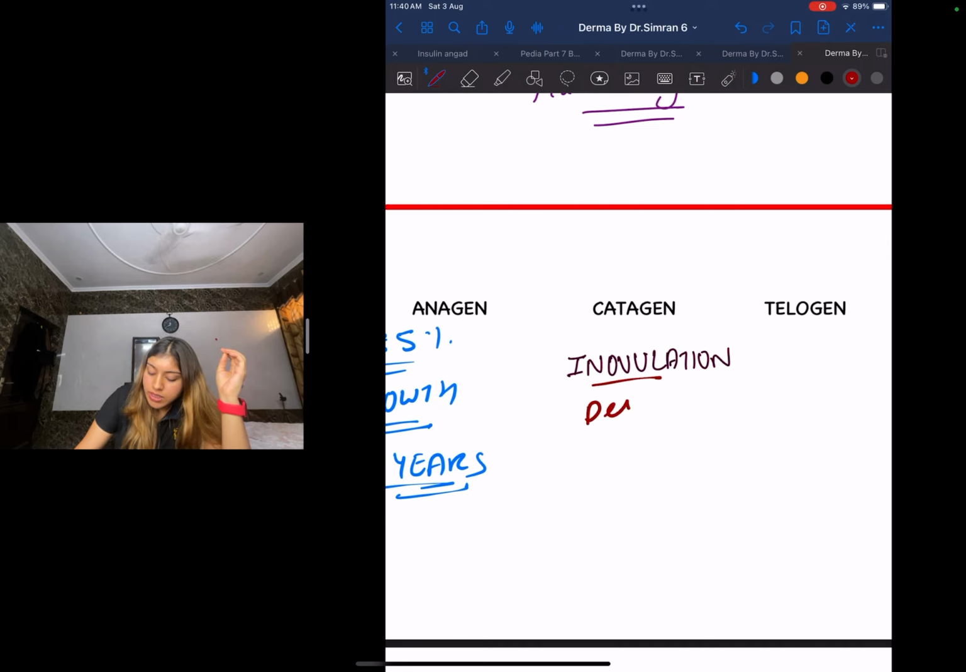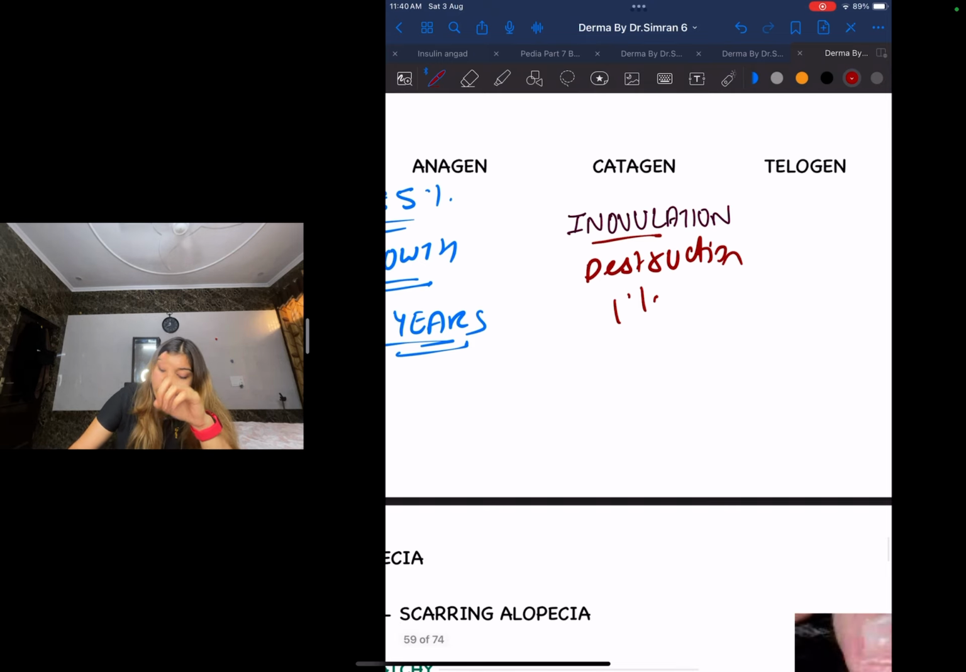It means destruction. How much percent of my hair cycle is going to be in catagen? It is going to be only 1%. And for how long, guys? Only and only 3 weeks. Everything is going to be 3. Anagen 3 years, catagen 3 weeks.